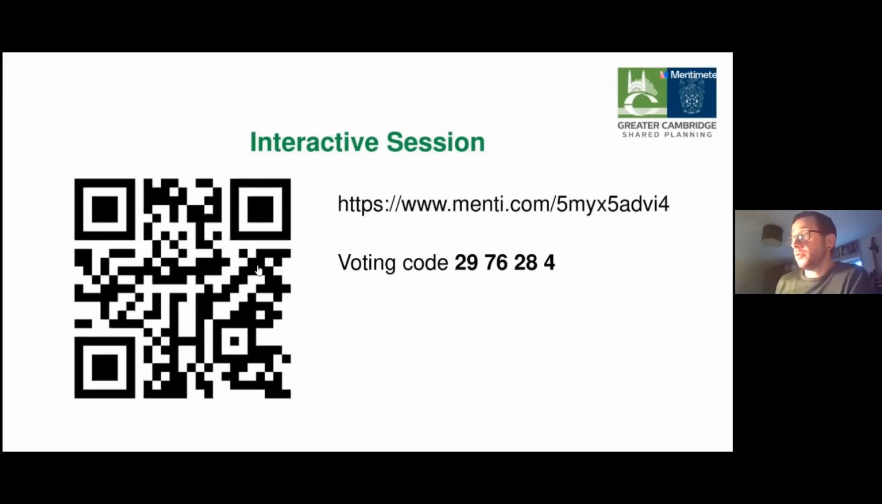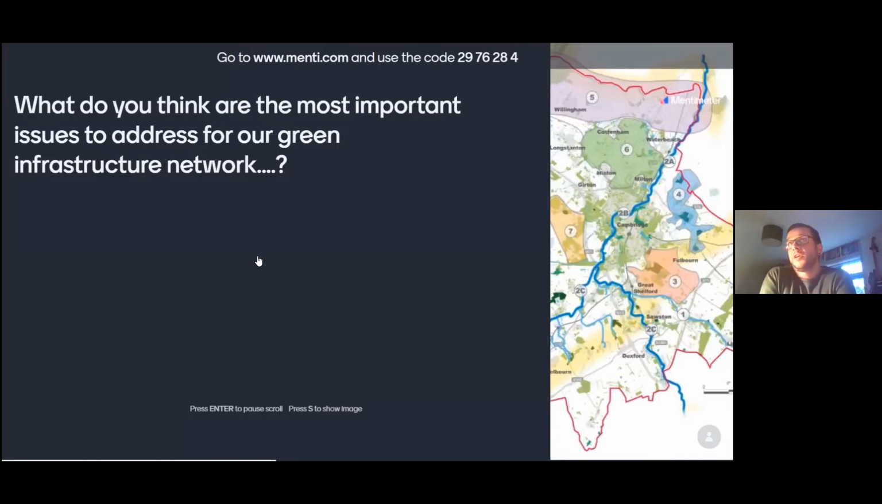So, okay, we'd like your opinions really. What do you think are the most important issues to address for our green infrastructure network? And you've heard some of those being mentioned by Diana, and also a very clear fact that actually this stuff is to be delivered by multiple people, multiple partners, multiple organizations, and actually it's incumbent on us all, I suppose, to understand how we can make those connections.